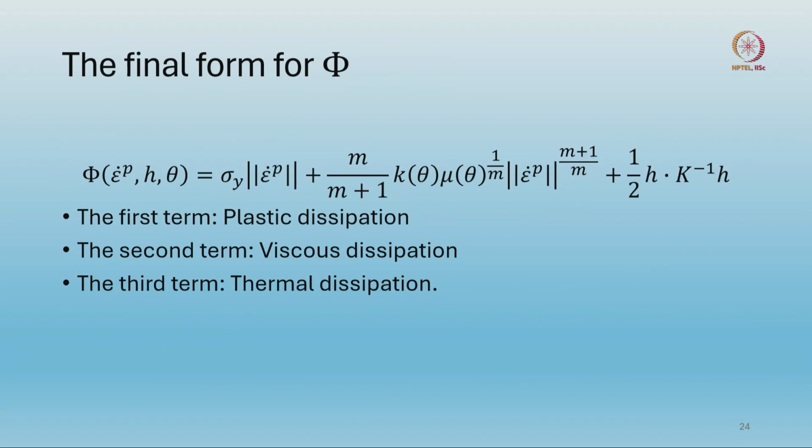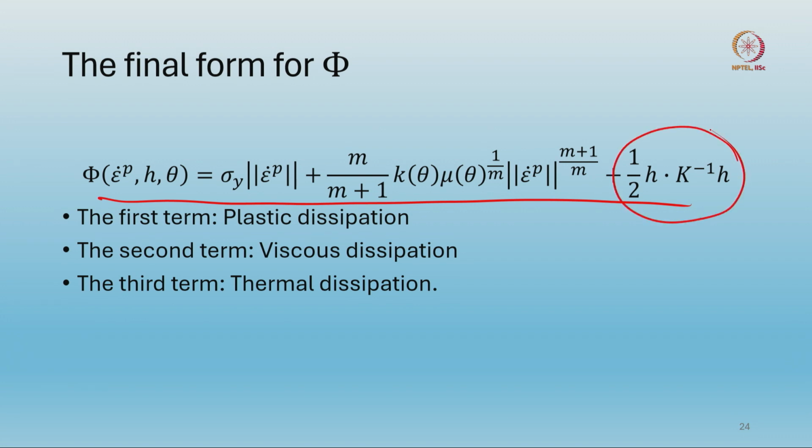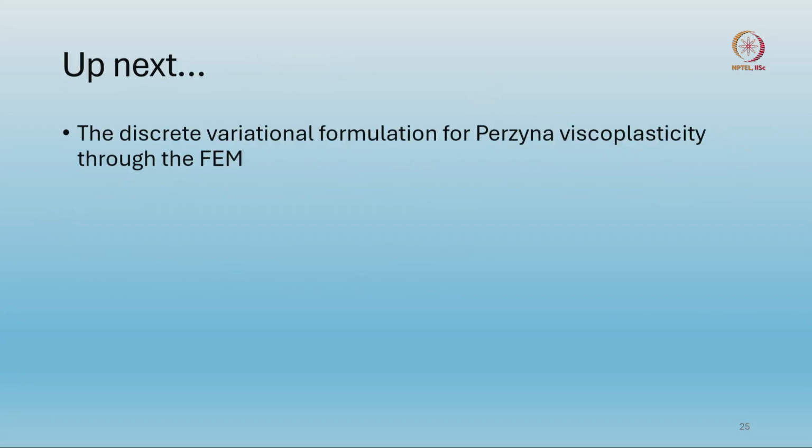The final form therefore is this for phi, the dissipation potential, right. You see everything, the heat part, the viscoplastic so-called regularization part, but we already know based on our discussion that this has a physical grounding, and this is the rate independent part, right. So, this is all about today's talk.